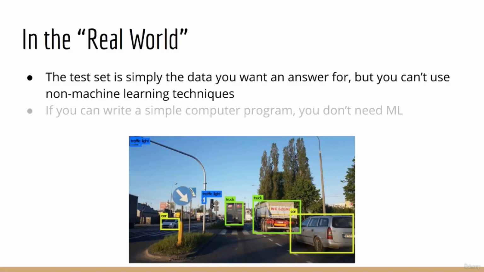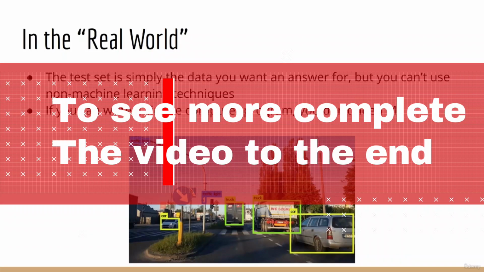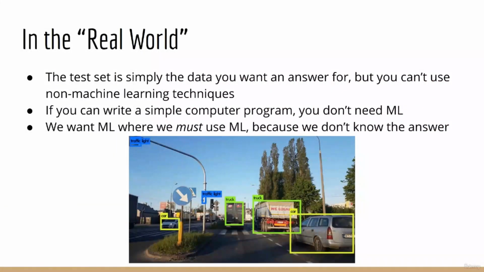If you could just write a basic computer program or implement a simple set of rules, then you don't need machine learning. So when we are using machine learning, it's because we really do not know the answer, or we can't compute it.